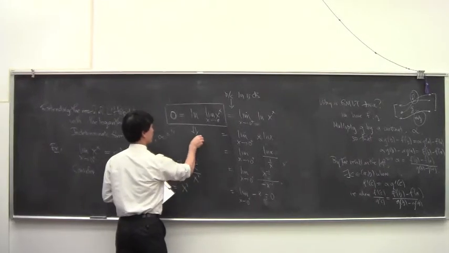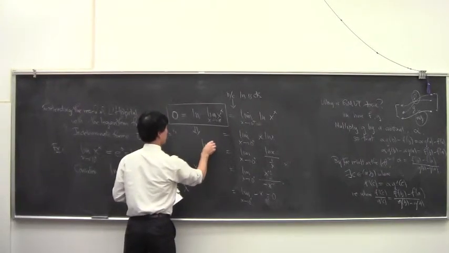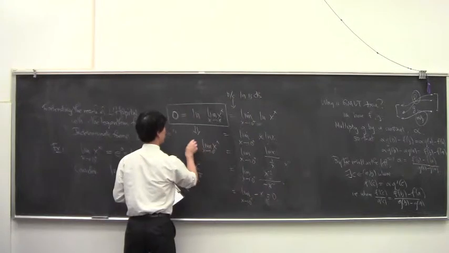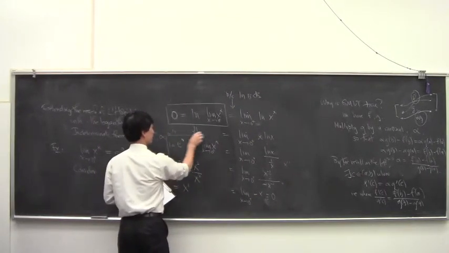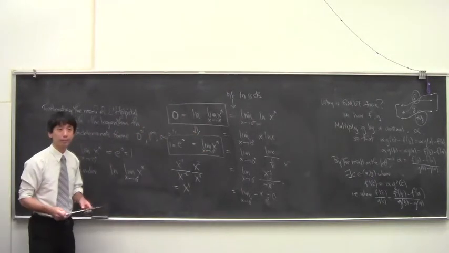So, right, the limit of x to the x as x goes to 0 is e to the 0. Let's just say 1. Okay.